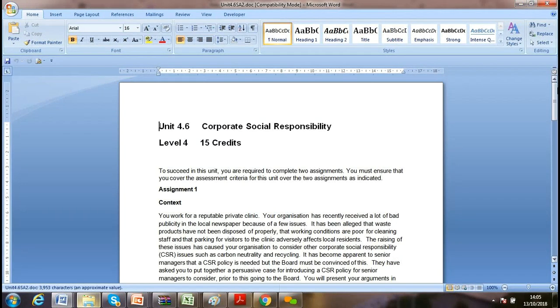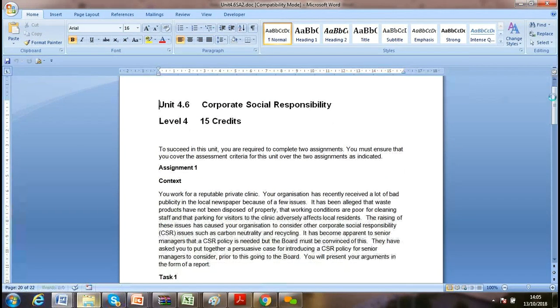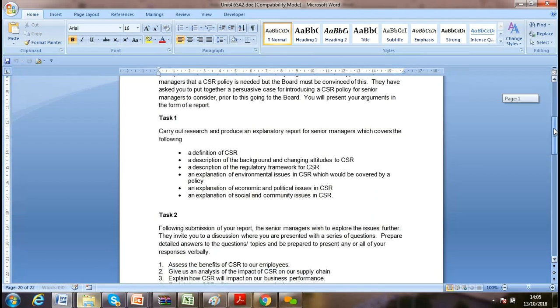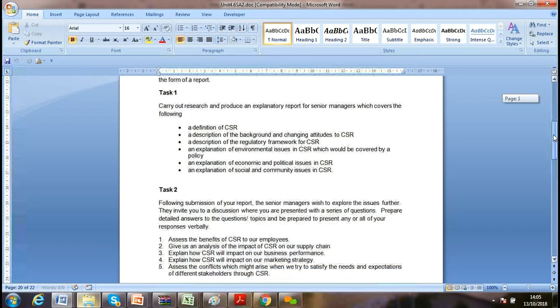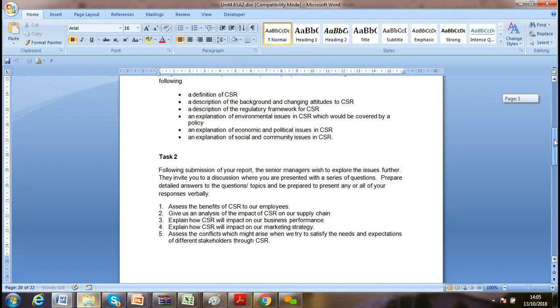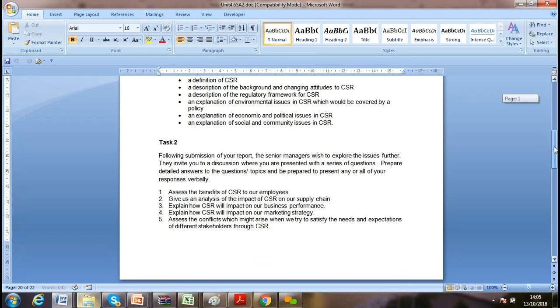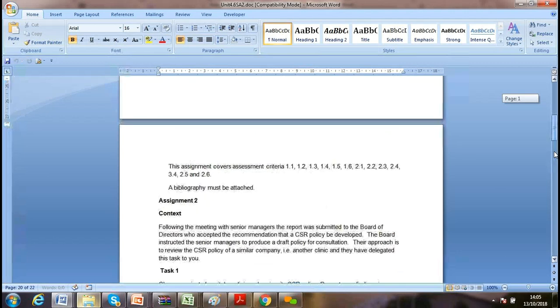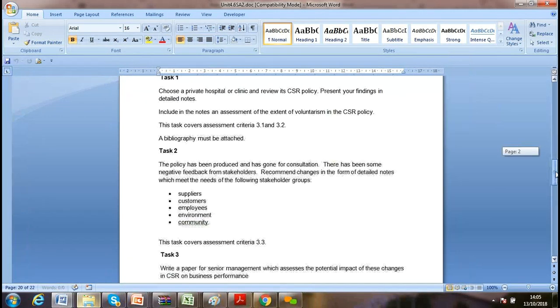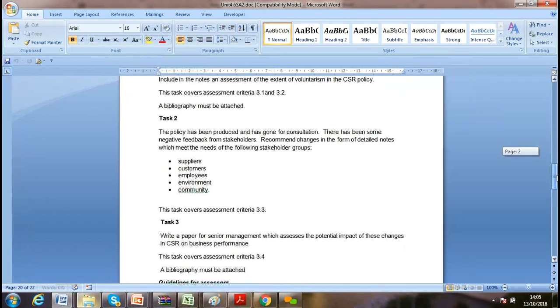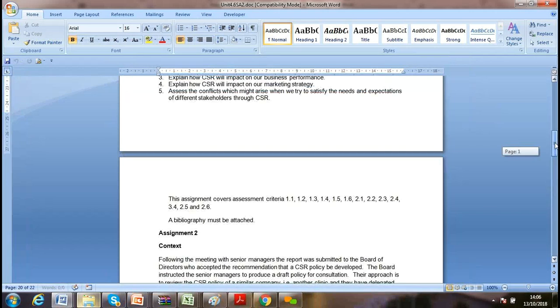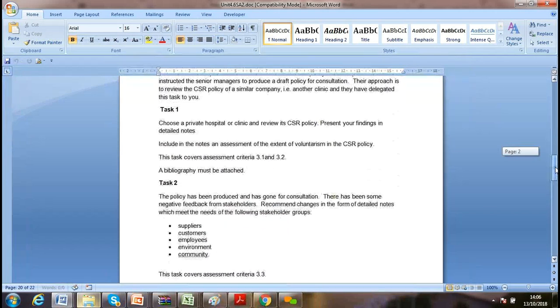Corporate social responsibility is a 15 credit unit. You've been given a context or case. In task 1, you define and describe the background, attitudes, framework, regulatory and environmental issues, economics, all of which we need to go through. Task 2 is more about assessing our employees and the supply chain, all of which we'll go through.